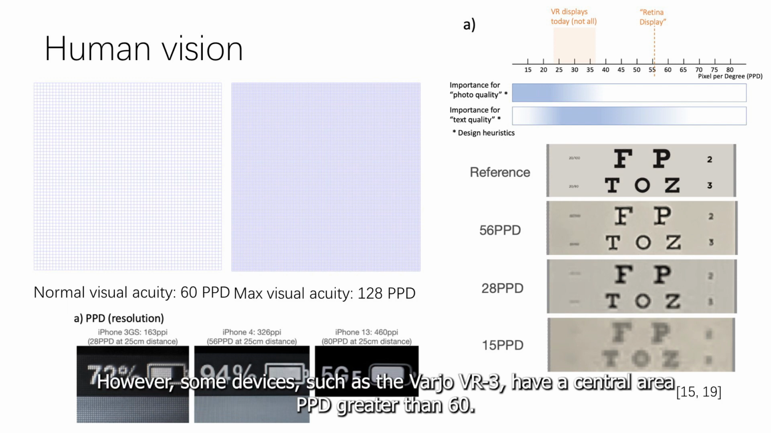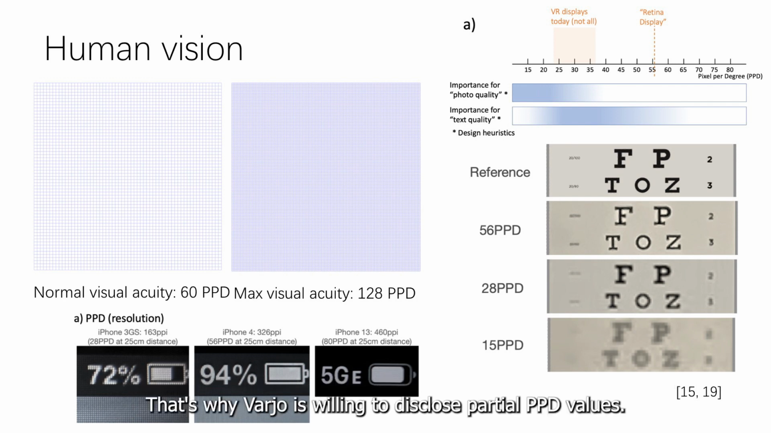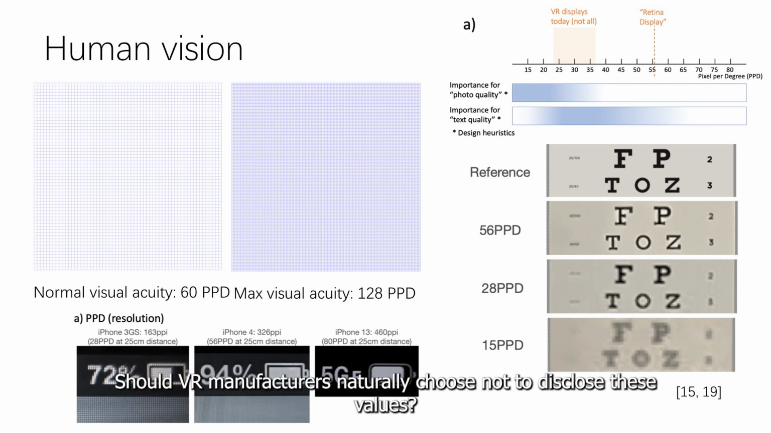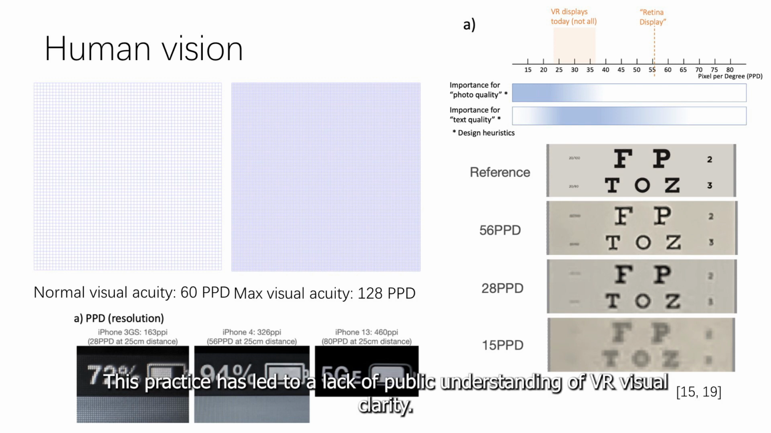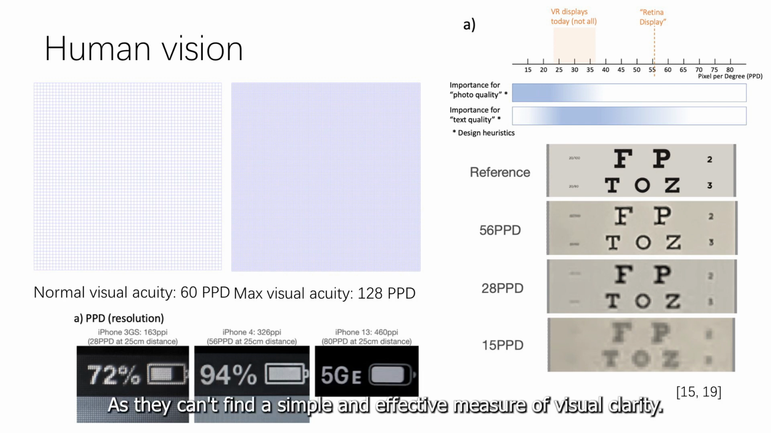For VR devices, reaching a 3-digit PPD is still a distant goal. However, some devices, such as the Varjo VR3, have a central area PPD greater than 60. That's why Varjo is willing to disclose partial PPD values. But what about devices that don't reach 60 PPD? Should VR manufacturers naturally choose not to disclose these values? This practice has led to a lack of public understanding of VR visual clarity, as they can't find a simple and effective measure of visual clarity.